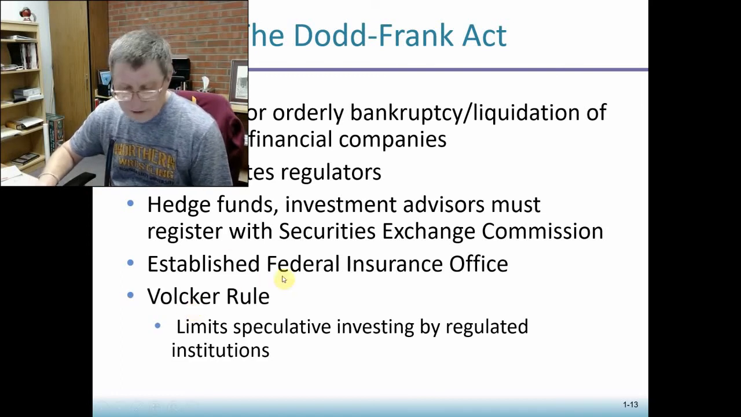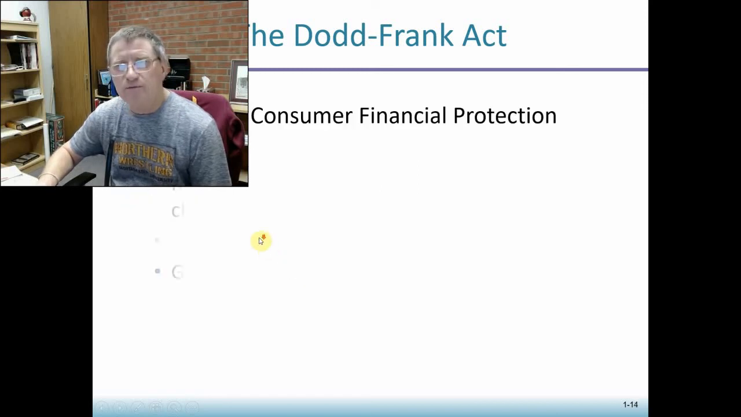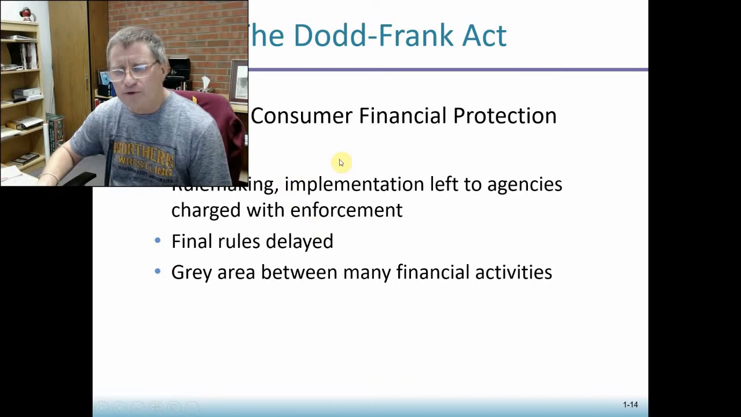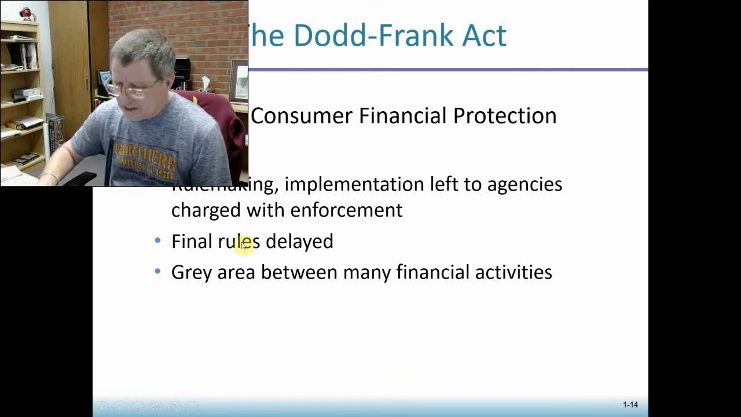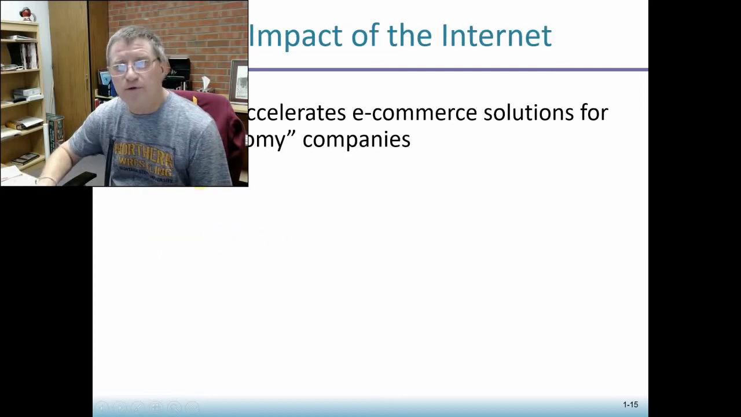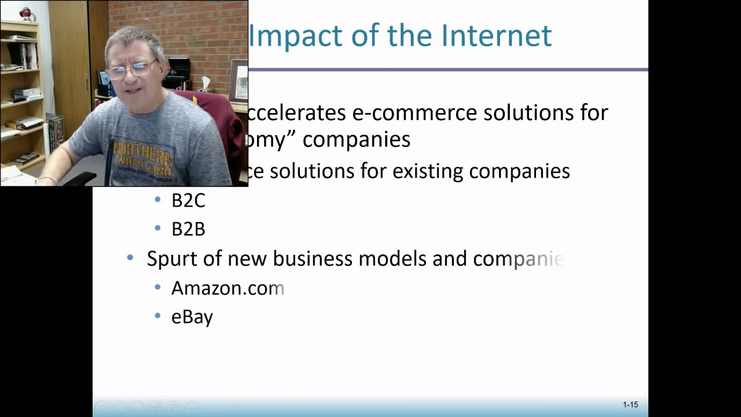The Volcker rule did come around, and that was probably a good rule. It limited the speculative investing by banks into those types of things. It set up the Bureau of Consumer Financial Protection. Again, nice things and probably very well intended, but also made things maybe a little bit more difficult in some ways. So now we got the internet, right?